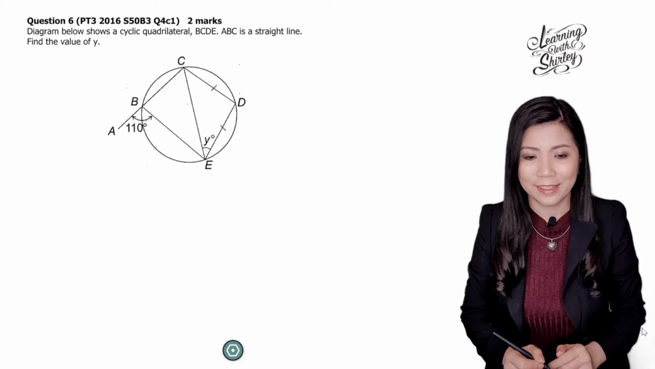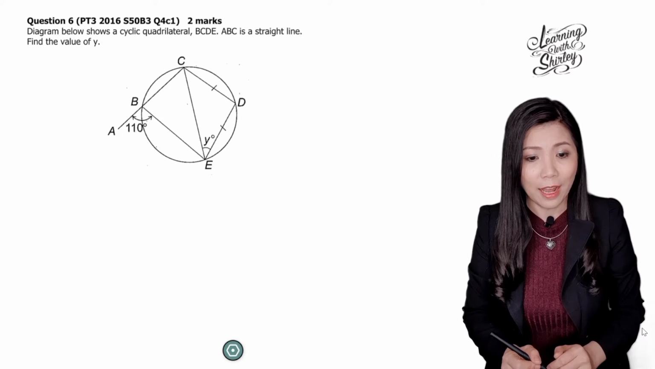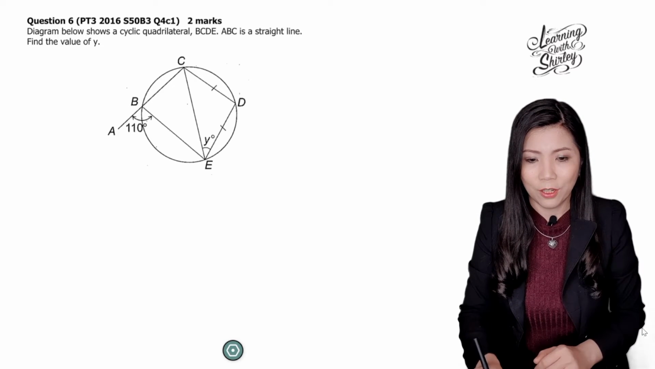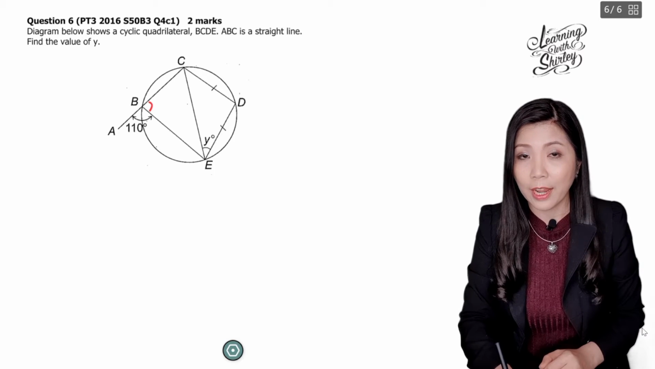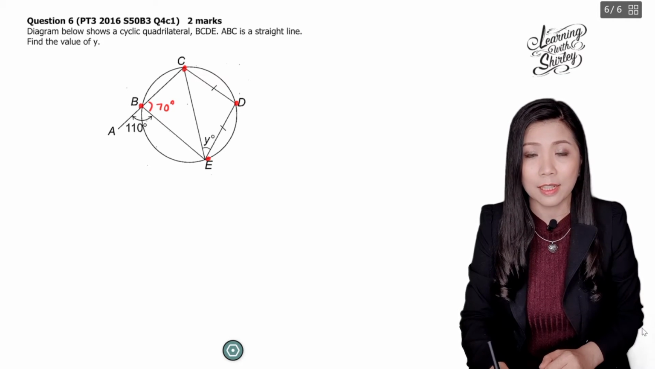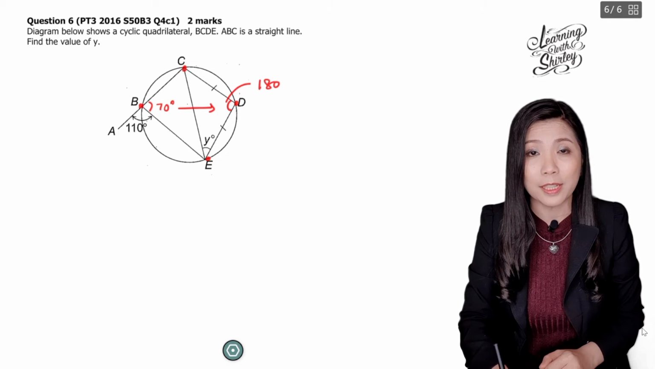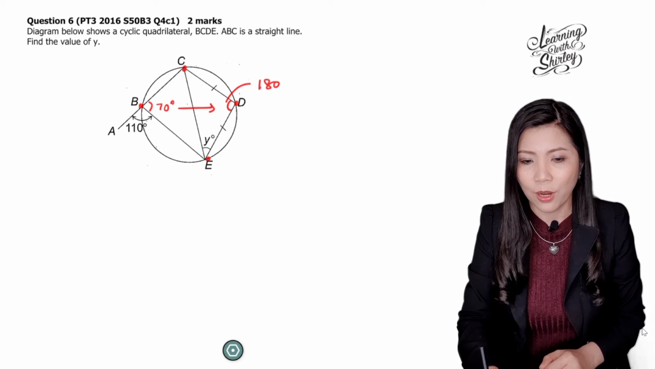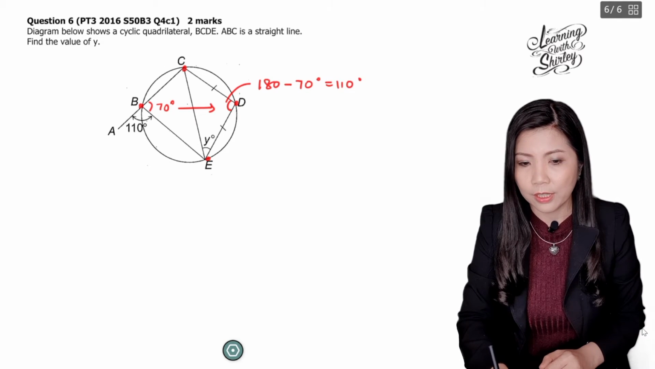Let's look at question number 6. The diagram below shows a cyclic quadrilateral BCDE. ABC is a straight line. Find the value of y. First of all, I need to find this angle. I'm going to use 180 minus 110 and I get 70 here. This is a cyclic quadrilateral because the 4 vertices lie on the circumference, so the sum of 2 opposite angles added together is 180. So 180 minus 70, I get 110 here.